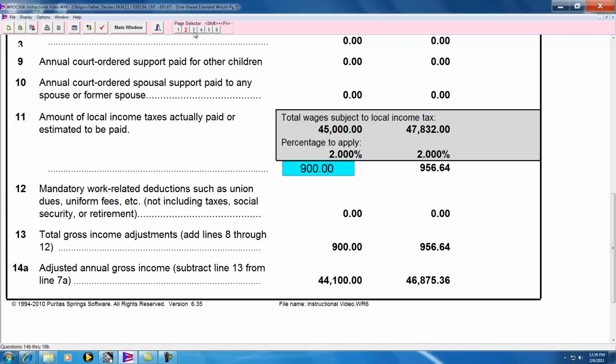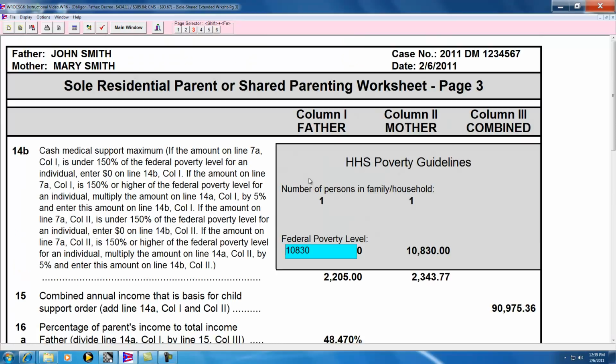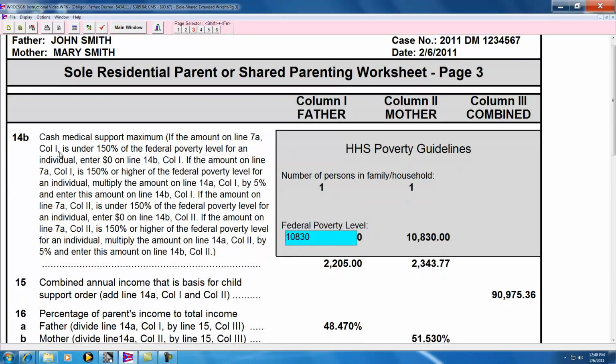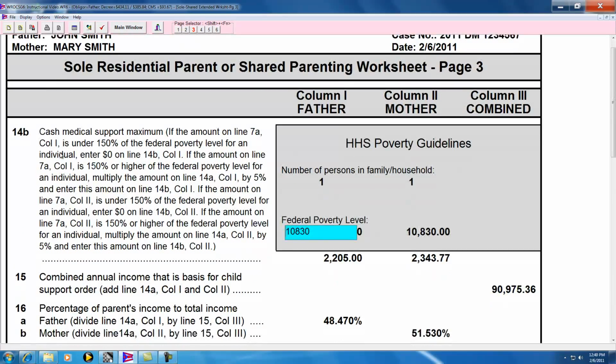Now line 14B is the cash medical support maximum. It's a limit which the cash medical support calculated on line 20B may not exceed. The amount comes from the federal poverty guidelines that are published by the U.S. Department of Health and Human Services. The guidelines are published annually, and the booklet containing them is available from the HHS website as a downloadable PDF file.